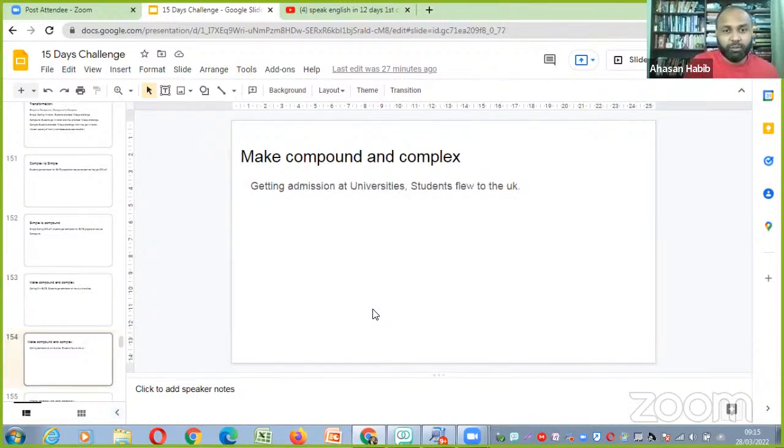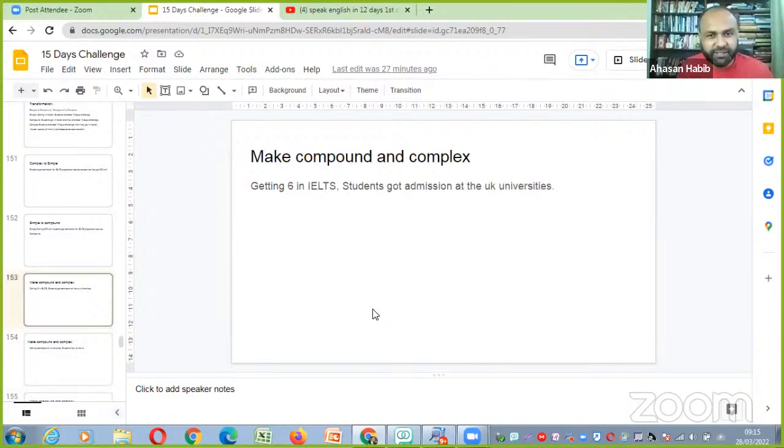So now, okay. So what would be the complex sentence? What would be the complex sentences? So you can use after.